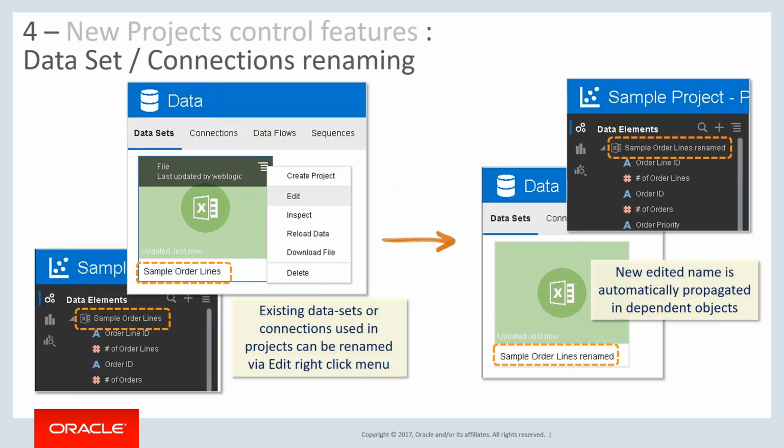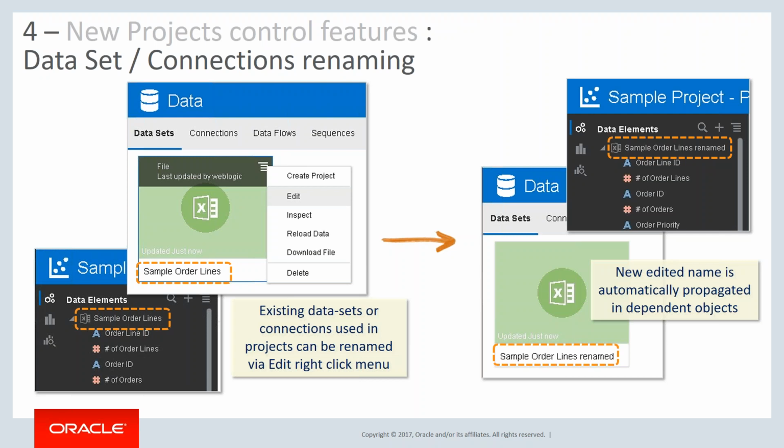We have the ability to rename data sets and connections. This becomes important when you're actually creating these in a production type system and you want to change these things around as well. Those names are propagated to dependent objects.